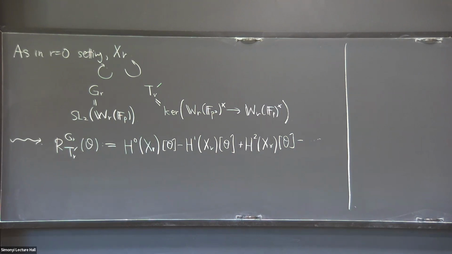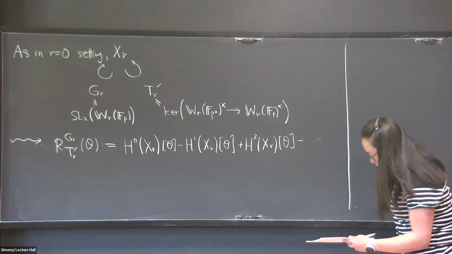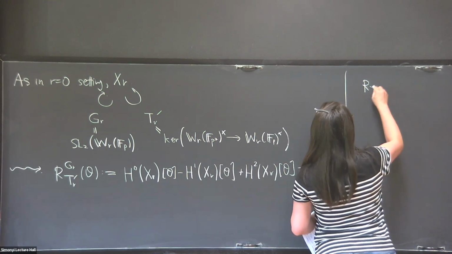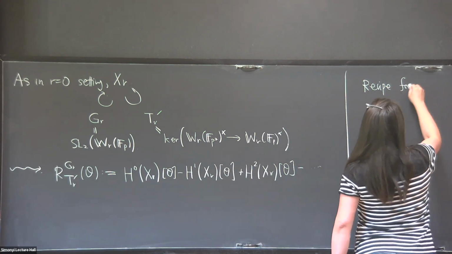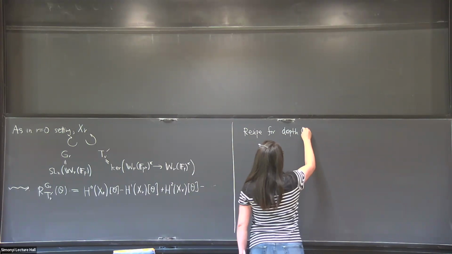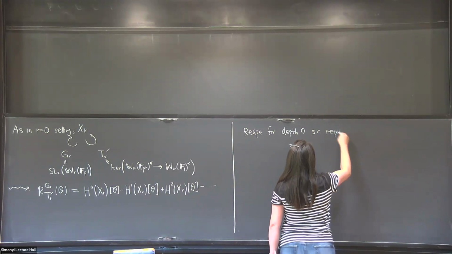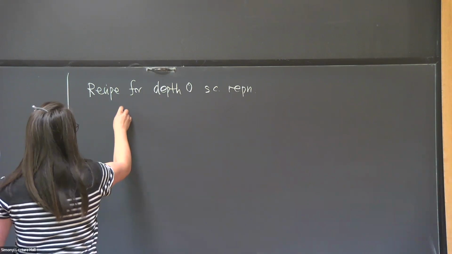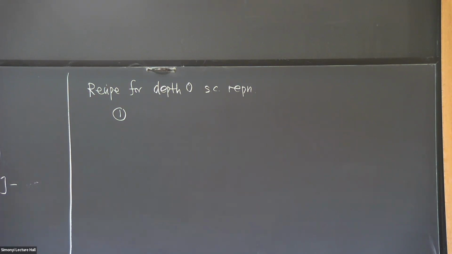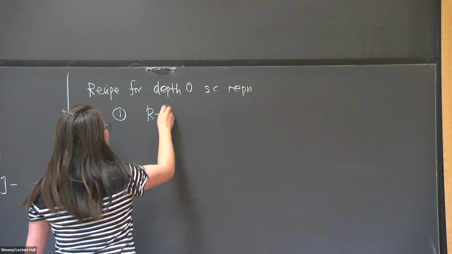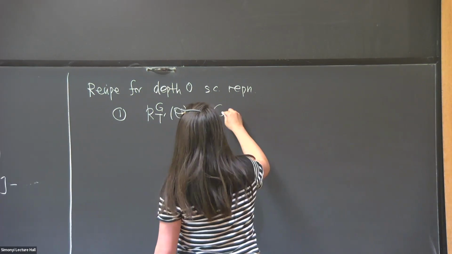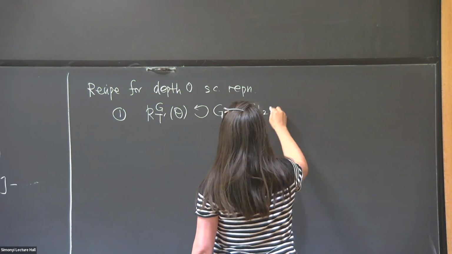So let me recall what the construction of depth 0 representations is. Here, okay. So the recipe for a depth 0 supercuspidal representation. This recipe is really simple. There are 3 steps. The first step is to just write down this R_{T prime, G}(theta). And this R_{T prime, G}(theta), as we know, is a representation of G, and G again is SL2 F_p.